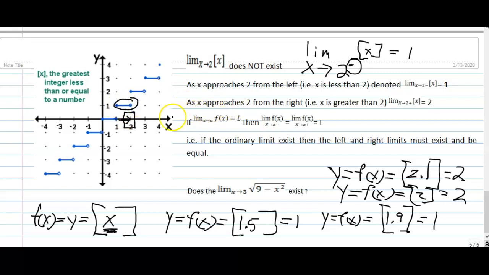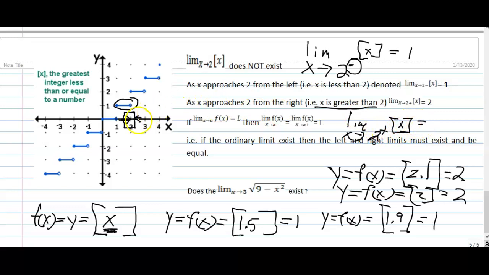But if x approaches 2 from the right, here the values for x are approaching 2 from the right, that means that the values for x are a little bit greater than 2, and that's denoted, the limit, as x approaches 2 from the right. Now this is not a positive sign. If it were a positive sign, again, it would be written to the left of 2. That means that the values for x are a little bit greater than 2.